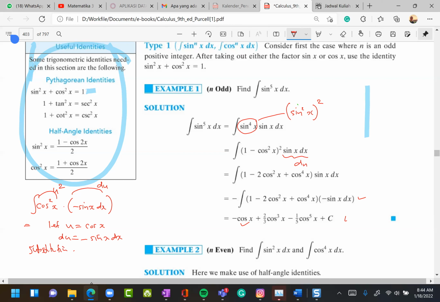Okay. So this is with u equals cosine x, right? So this is du, and this is 1 minus 2u plus u to the 4th. Okay. So it's just a polynomial, and replace the cosine back in the first step. Questions?